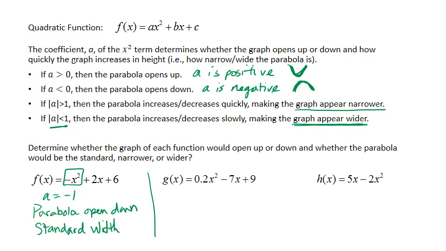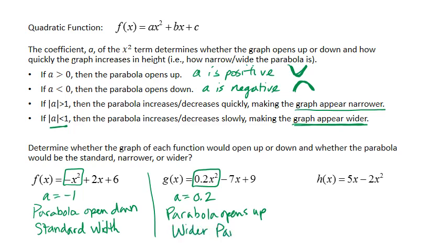So it's a standard width. All right, our next function g, once again, look for the x squared term. That's going to influence what's happening in terms of up, down, and the width of the parabola. So we've got an x squared term here, 0.2x squared. Since a is 0.2, that's positive. The parabola is going to open up. And it's going to be a wider parabola because this is a value positive, but it's less than 1. So that means it's going to increase more slowly, so it's going to be a wider parabola than standard.